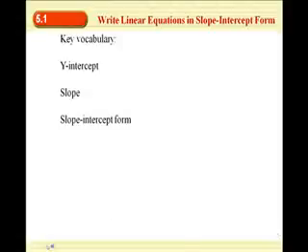All right, Algebra 1, Chapter 5. Let me get my pen on, and it is page 283 in your book. So if you guys would open up your books to page 283.